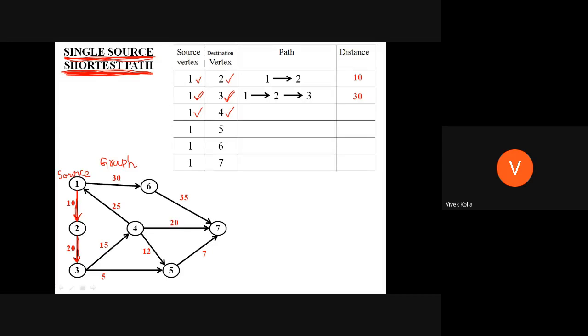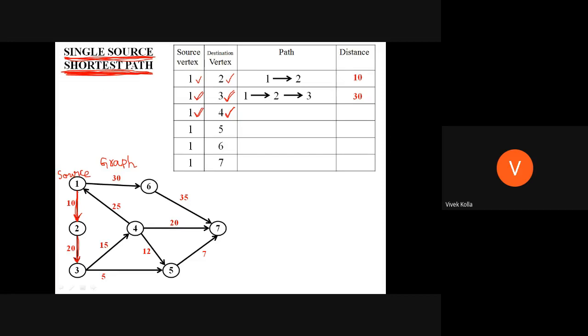From source vertex 1 to destination vertex 4, you have to find the shortest path. First question: is there a path from 1 to 4? Yes, a path is there. Is it a single path or multi-path? It is again a single path.